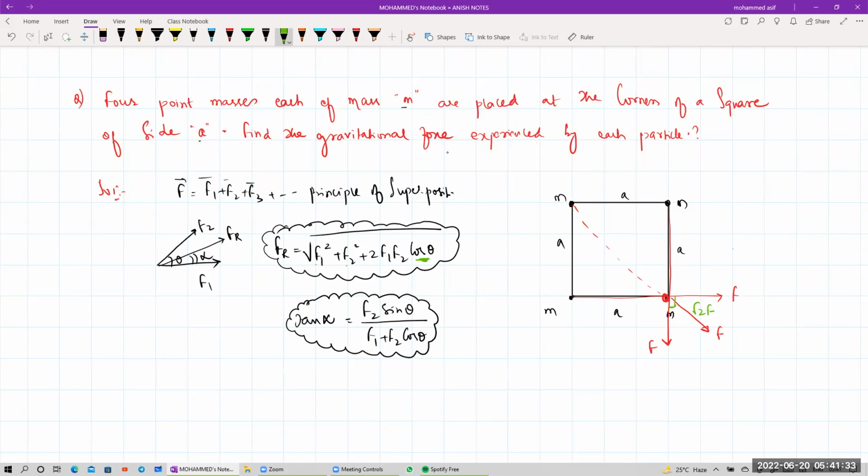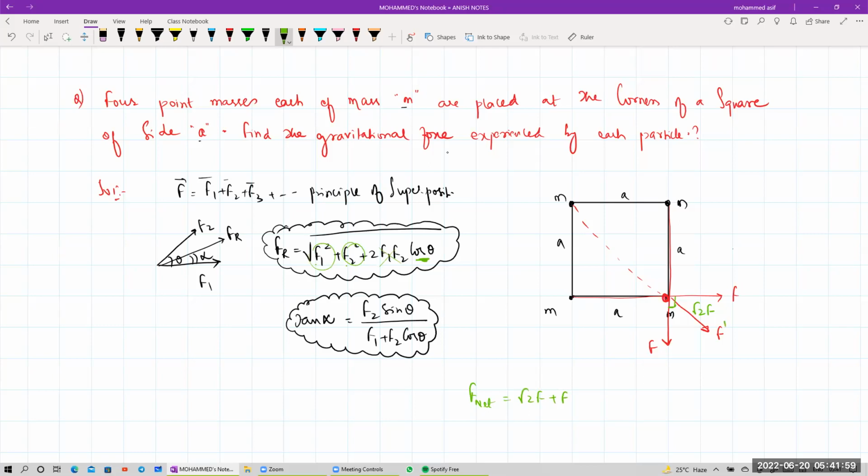Because this one is root of F square plus F square plus 2F square into cos 90. Cos 90 means this total will go. It is root of F square plus F square. So you take this as F square, this as F square. It will become root 2 times F. This one is exerting the force on this one. So F net will be equal to how much? F net will be equal to root 2 into F plus F.